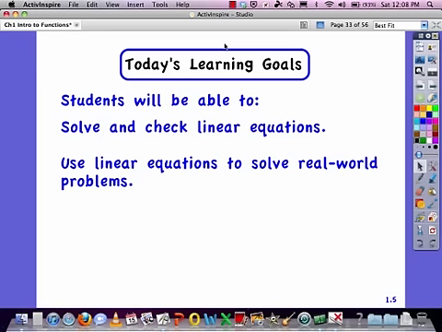Today's learning goals, you can see: solve and check linear equations, and use linear equations to solve real-world problems. Some of you, after you read section 1.5, you may be saying, there really wasn't anything new in there. I knew everything. But I hope you picked up on a few of the clues, shortcuts that were in the examples. So let's find out.